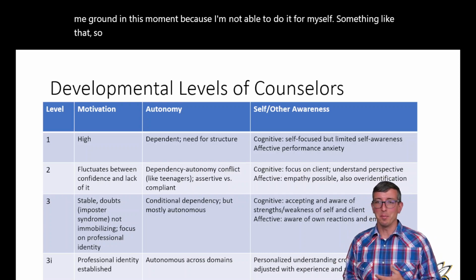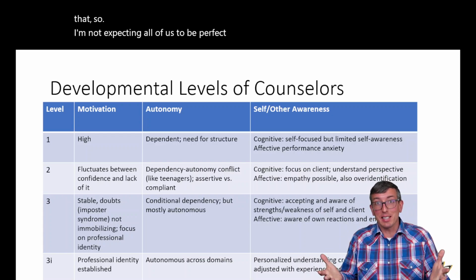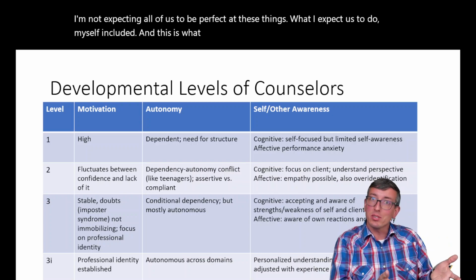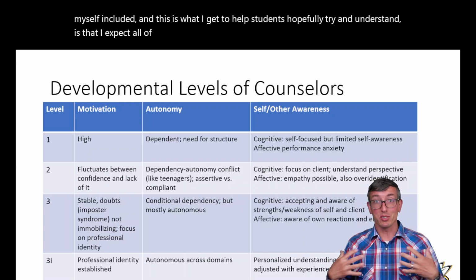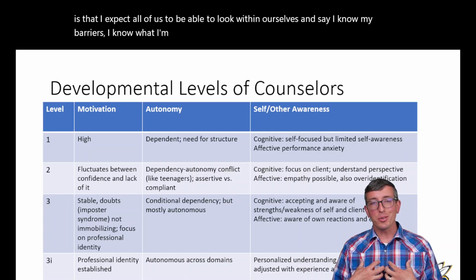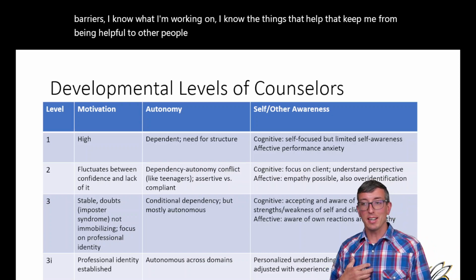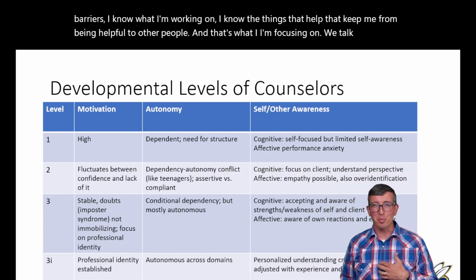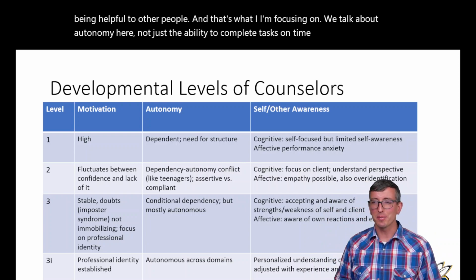So I'm not expecting all of us to be perfect at these things. What I expect us to do, myself included, and this is what I get to help students hopefully try and understand, is that I expect all of us to be able to look within ourselves and say, I know my barriers, I know what I'm working on, I know the things that keep me from being helpful to other people. That's what I'm focusing on when we talk about autonomy here, not just the ability to complete tasks on time and that kind of stuff.